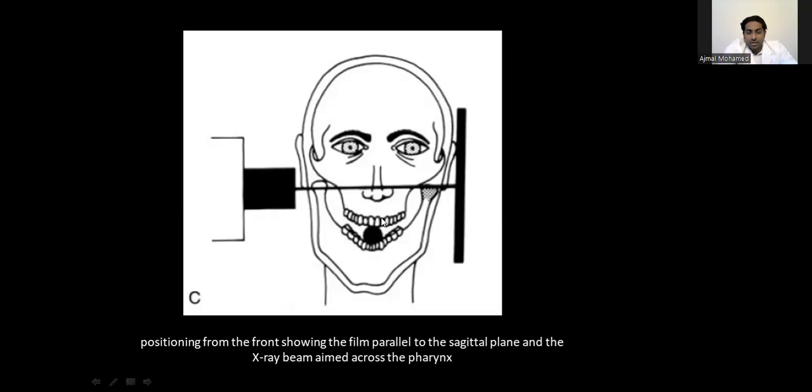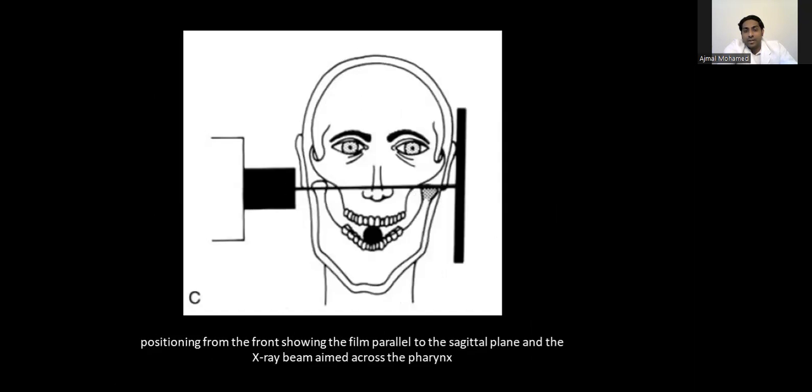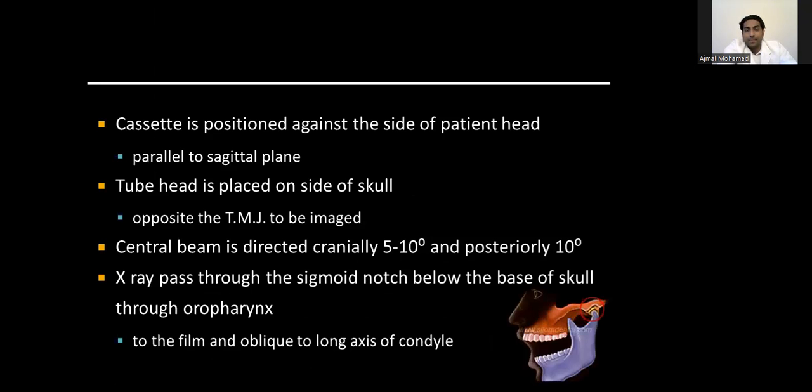So the patient is positioned like that. The X-rays are produced on the opposite side. That will go like that, between the condyle and the glenoid process to the sigmoid notch, and we hit the condyle on the opposite side. But the X-rays are actually going through the pharynx, through the oropharynx. That's why it is called transpharyngeal.